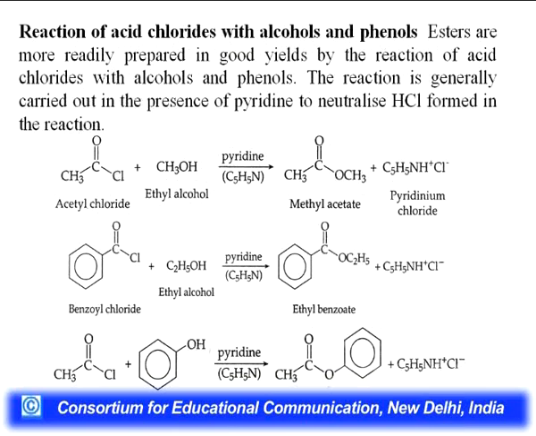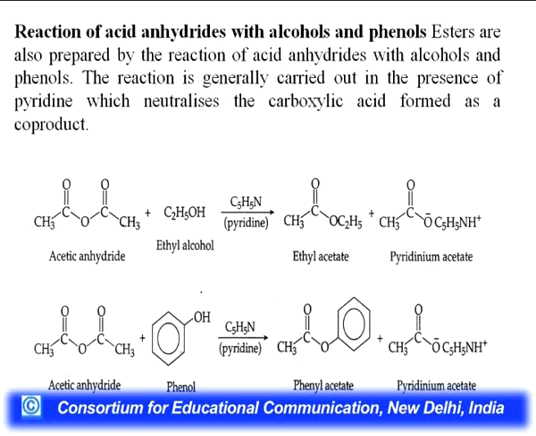Next, by the acid chloride when reacted with alcohol and phenols. Esters are more readily prepared in good yield by the reaction of acid chloride with alcohols and phenols. The reaction is generally carried out in the presence of pyridine to neutralize the HCl which has been formed in the reaction. There are certain reactions like acetyl chloride, benzoyl chloride and acetyl chloride with phenol, and the products are methyl acetate, ethyl benzoate and phenyl acetate respectively.